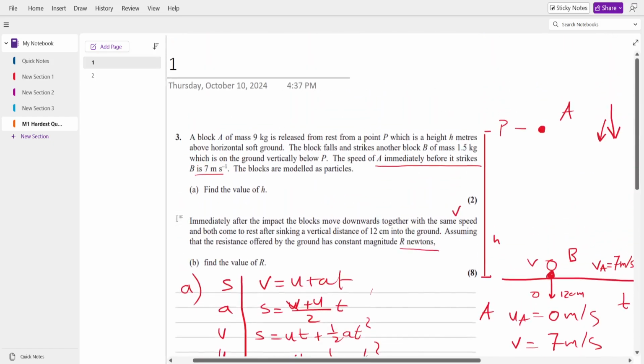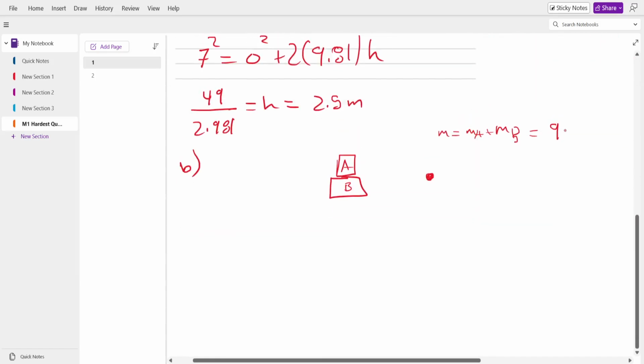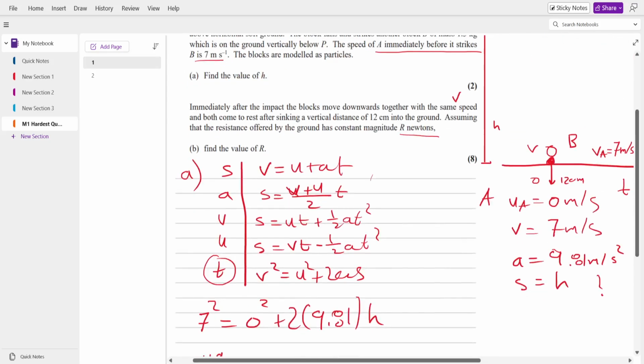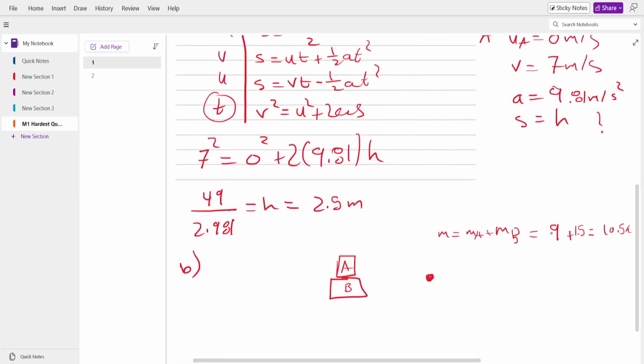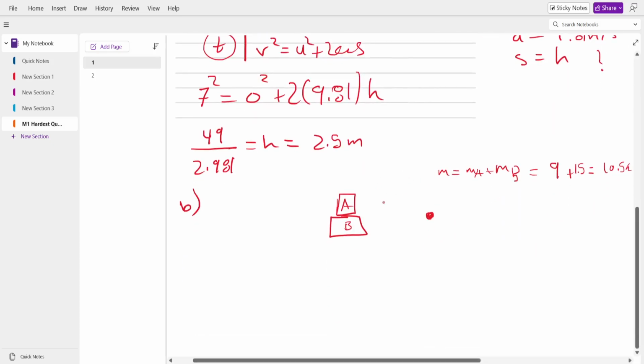I believe 9 was the mass. Yes, 9 plus 1.5 kilograms, which is basically 10.5 kilograms. So let's try to think about the forces that are acting on this combined body. I know that there is the weight, which is going to be equal to mg, or 10.5 g, and I know that there is a force from the ground called R, the resistive force, which is what I want. And I know that the block is going down.